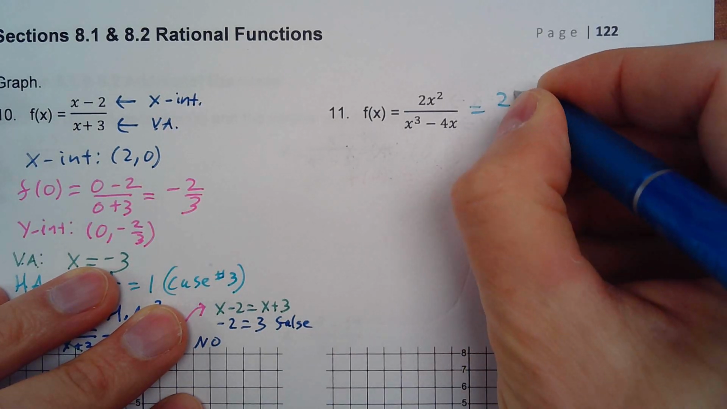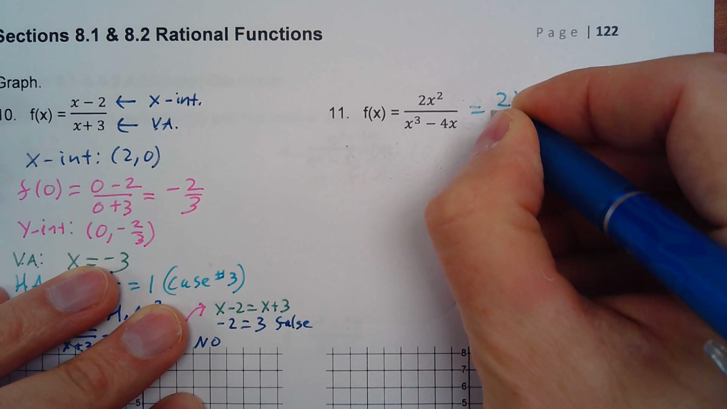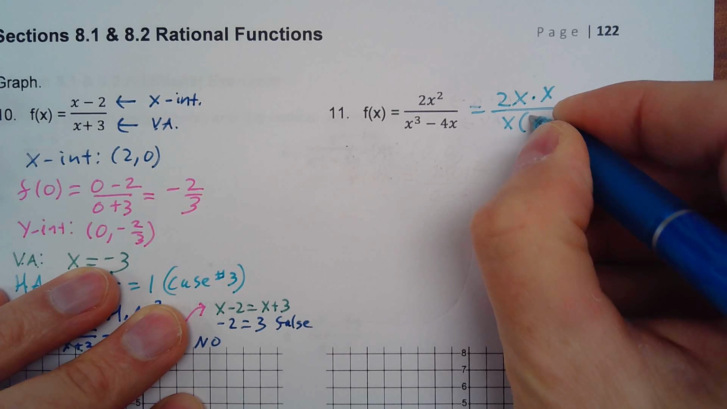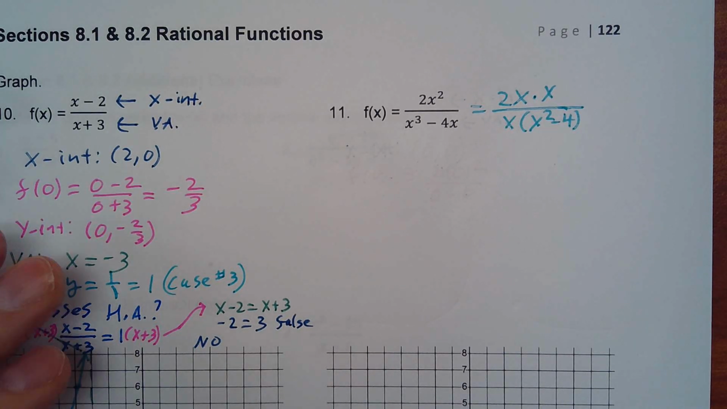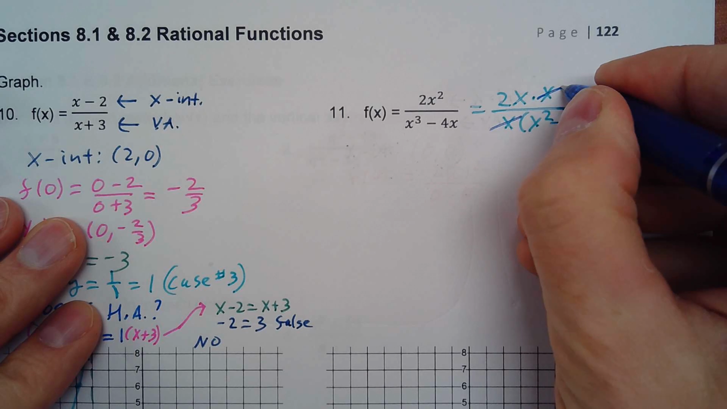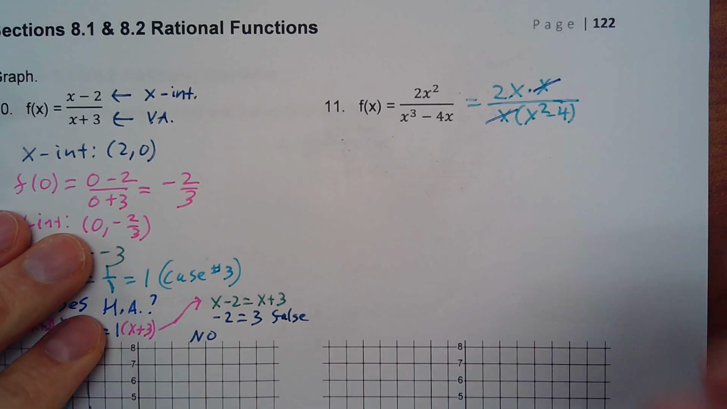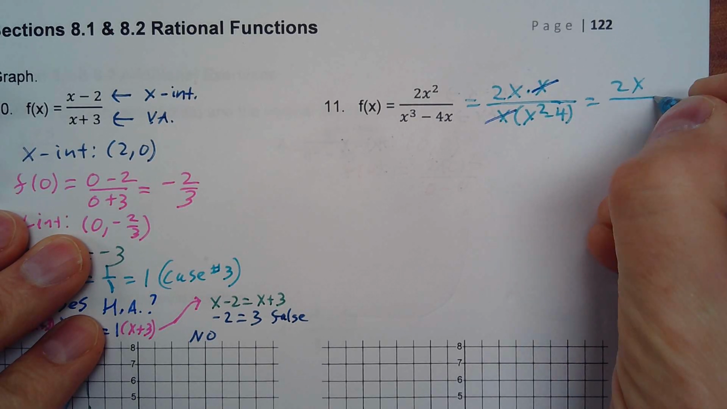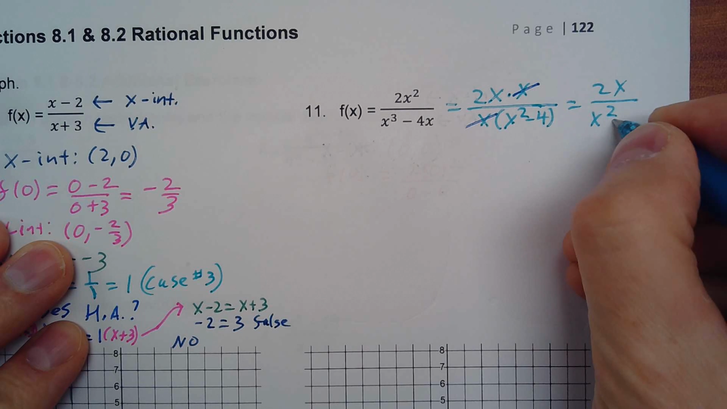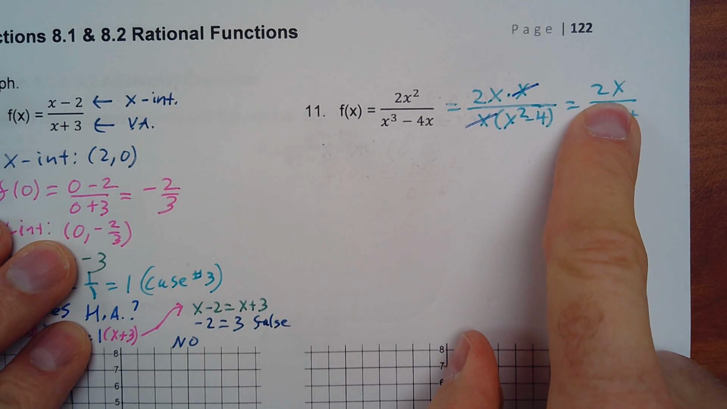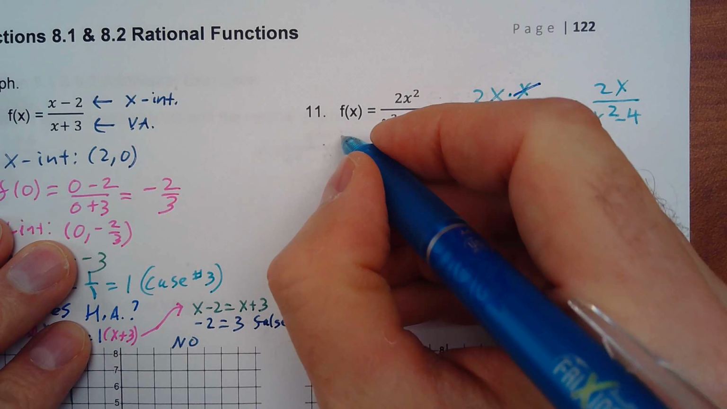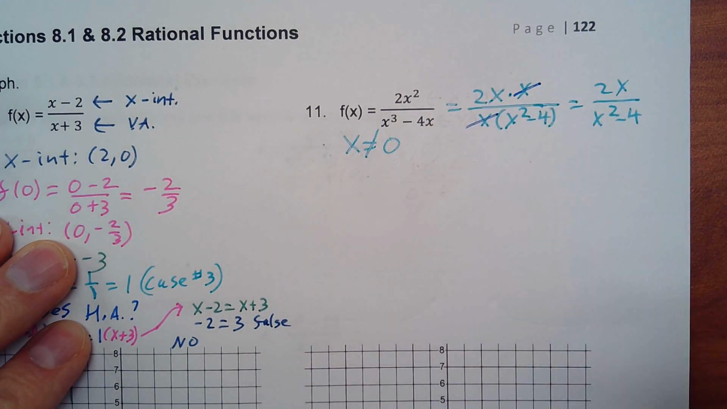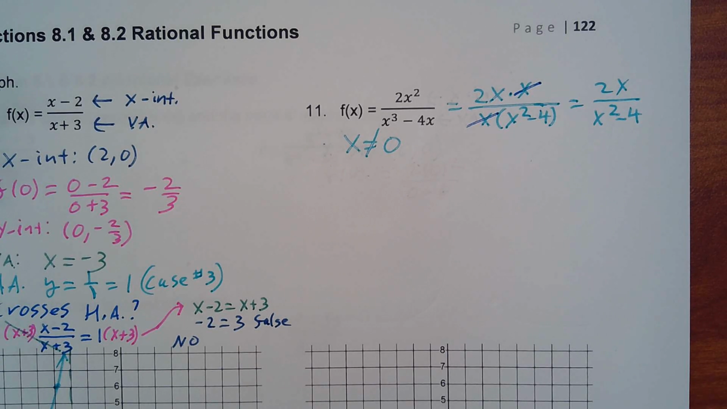All right, so we're going to reduce this. I'm going to rewrite that 2x squared as 2x times x. I can factor out a common factor of x out of that denominator. Those x's are going to divide out. That'll give us 2x over x squared minus 4. Now normally I would say this is a vertical asymptote, but keep in mind I do have a restriction here, and I'm just going to note it over here. x cannot be equal to 0. That means I'm going to have a hole when I actually draw this graph. And we'll get to that when we get there.